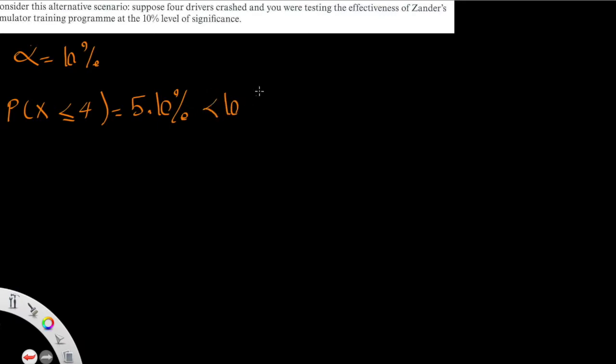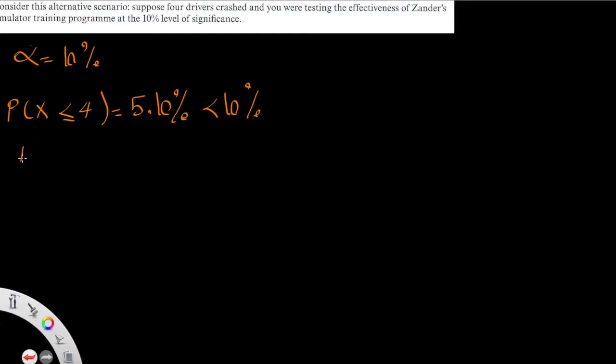Now, another part of the same example, consider this alternative scenario. Suppose 4 drivers crashed and you were testing the effectiveness of Xander's simulator training program at the 10% level of significance. Now, in this part, alpha is equal to 10%, and there are 4 crashes, so probability of X less or equal to 4 will be 5.10%, which is less than the 10% significance level given in the question. So it is in the rejection region.